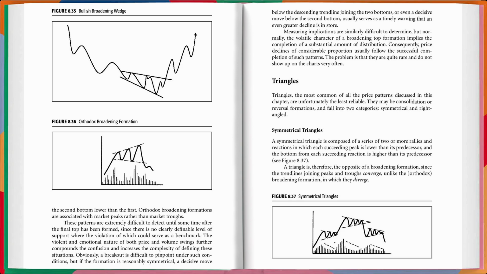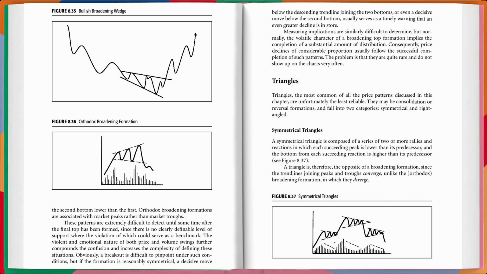These patterns are extremely difficult to detect until some time after the final top has been formed, since there is no clearly definable level of support where the violation of which could serve as a benchmark. The violent and emotional nature of both price and volume swings further compounds the confusion and increases the complexity of defining these situations. Obviously, a breakout is difficult to pinpoint under such conditions, but if the formation is reasonably symmetrical, a decisive move below the descending trend line joining the two bottoms, or even a decisive move below the second bottom, usually serves as a timely warning that an even greater decline is in store.